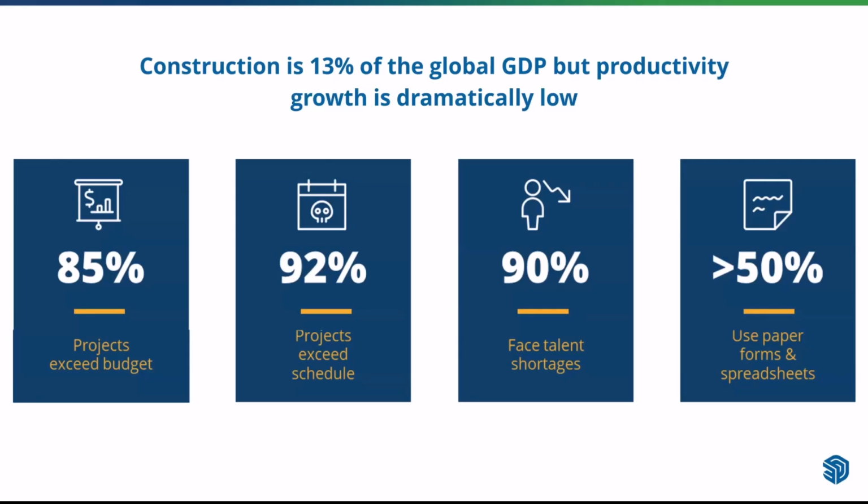The construction industry faces significant inefficiencies, with 85% of projects exceeding budgets, 92% running over schedule, and many companies still relying on outdated methods like paper, forms, and spreadsheets. This results in low profit margins of just 4% annually in the AEC market, despite construction contributing 13% to global GDP. So Trimble addresses these challenges by promoting solutions to enhance efficiency and productivity in construction and project management.